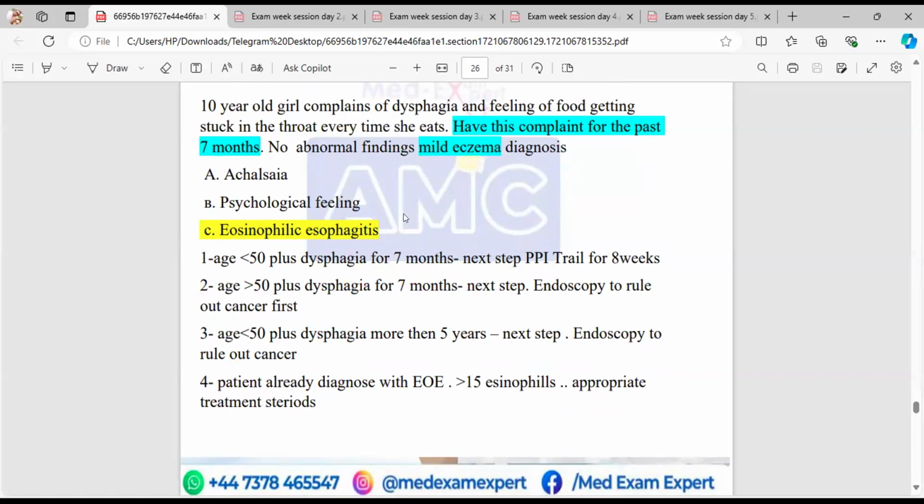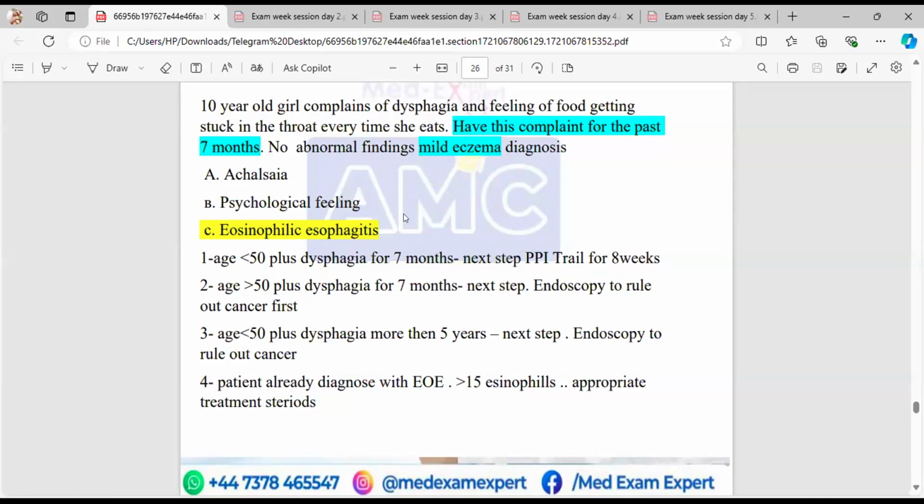Again, one important point for you doctors, as I already told you: when the question mentions only dysphagia, then it is not a red flag point. But if the dysphagia is more than 5 years, then it is a red flag point, and then we will not check the age of the patient. According to the RCGP guidelines, if the patient has only the symptom of dysphagia and the age of the patient is less than 50, then it is not a red flag point for cancer and we will not do the endoscopy.